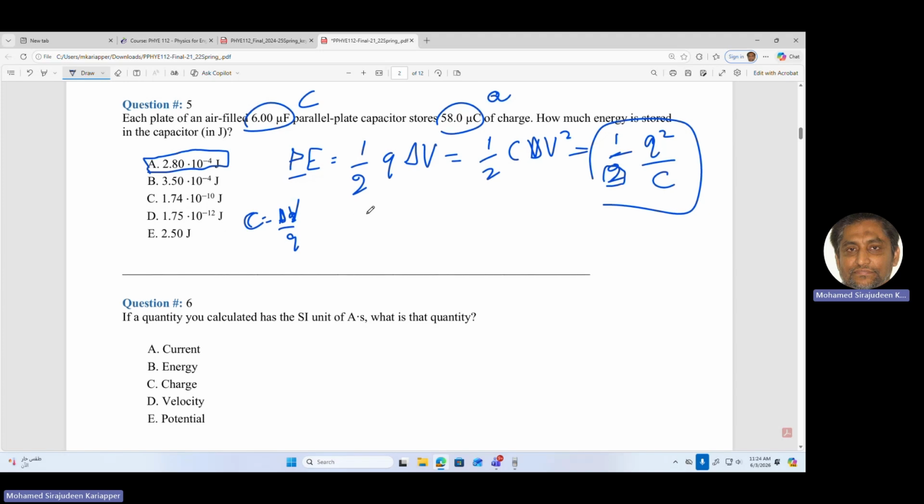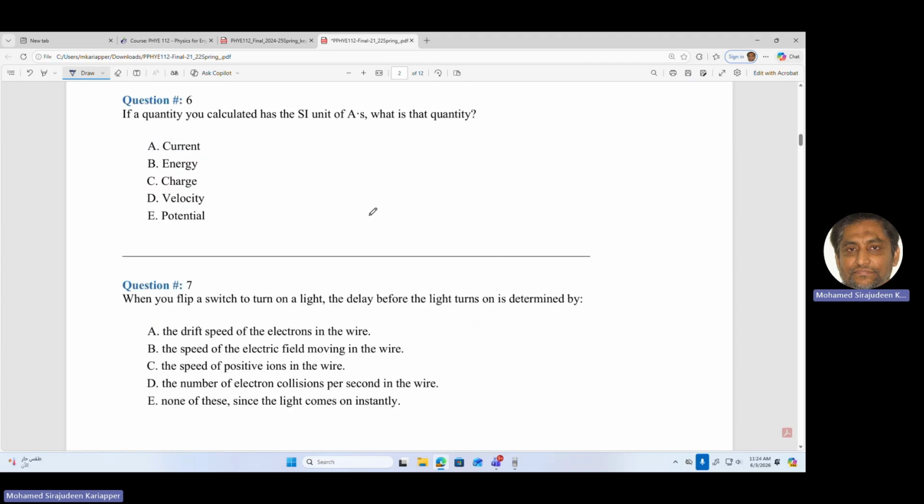Luckily, if in a question you calculate something that has the SI unit of ampere second, you know that, right? Yeah, it is charge. Because the definition of current is what? The ampere. Definition of current is delta Q over delta T. So this is the ampere and this is second. So ampere second will be charge.